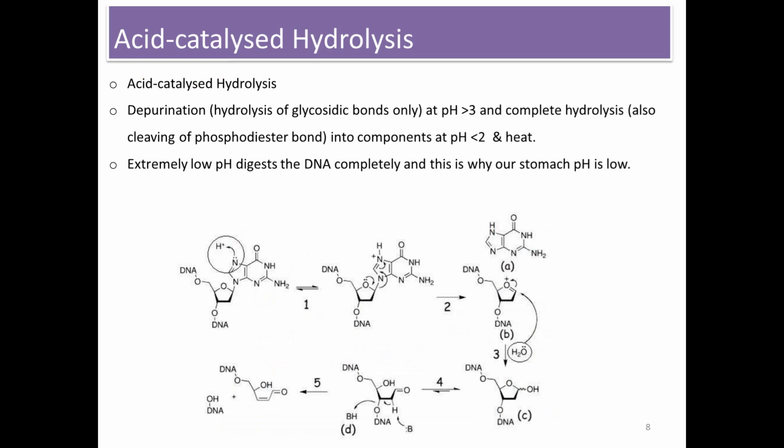Now another one, the acid catalyzed reaction. What will happen in acid catalyzed hydrolysis? Hydrolysis of the glycosidic bond occurs only at pH around 3, and the complete hydrolysis or cleavage takes place at pH less than 2. When we have low pH, it means a more acidic condition, and at low pH this reaction will take place. At an extremely low pH like pH 1, it will digest the whole DNA, and that's why the stomach has a low pH, to digest all the nucleic acid from the food material.